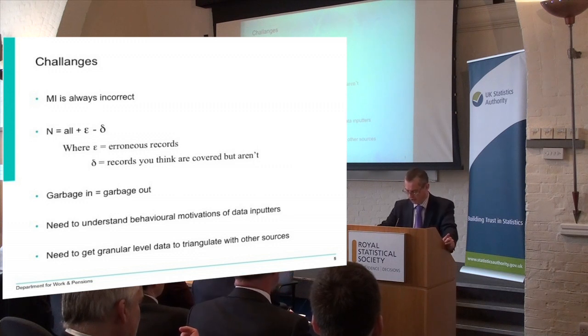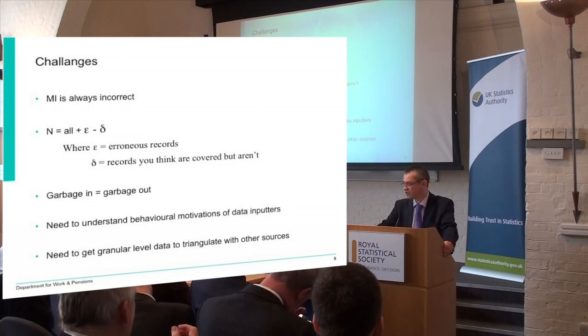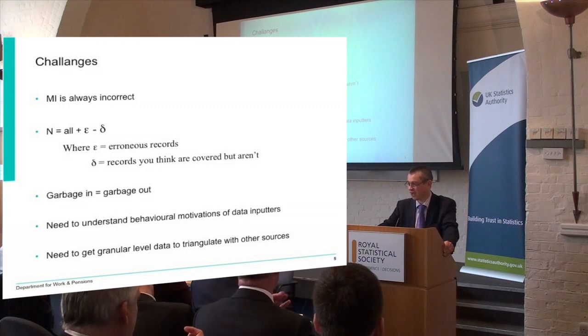But in order to triangulate that data, irrespective of how good the personal identifier is, you need the data on a granular individual level. And if you go back to the beginning of my talk, you remember that I said that most of these systems have been set up for operational purposes, not statistical purposes. And it is really, really difficult, once a system's been set up, to actually get hold of granular individual level data. It's expensive, it takes time.